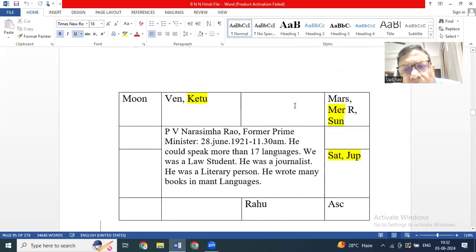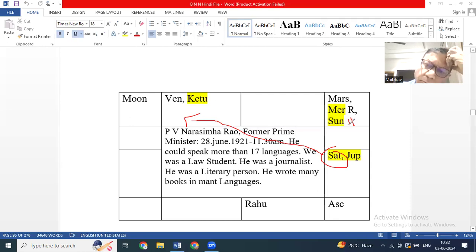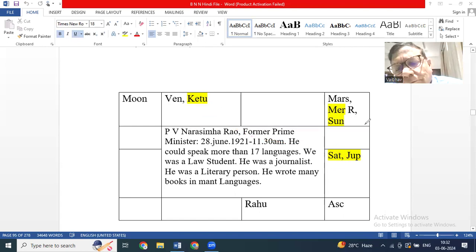This is P.V. Narasimha Rao, our old Prime Minister. From Saturn, the Sun is in the 11th house, so this is government, and at the same time, Saturn is connected to Ketu. Ketu is politics and legal law. Actually, he was a law student and politician, lawyer and politician.